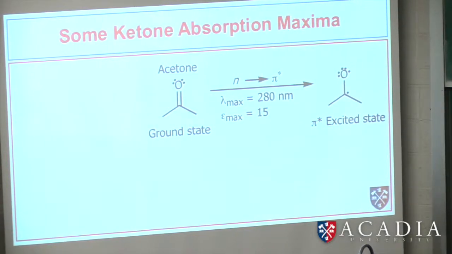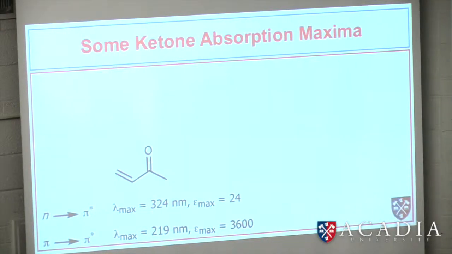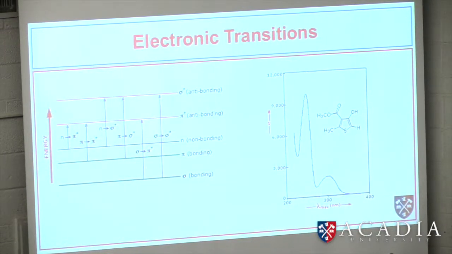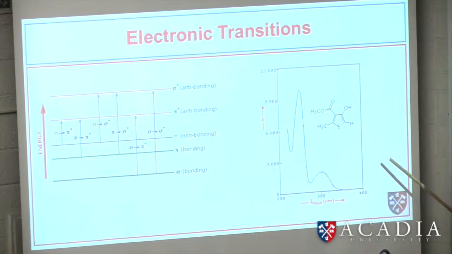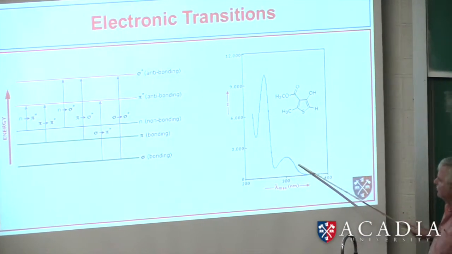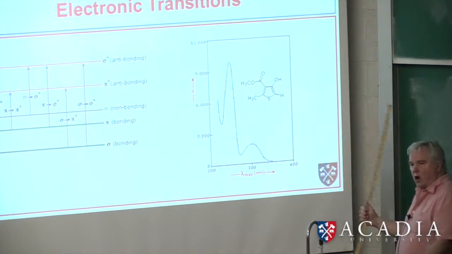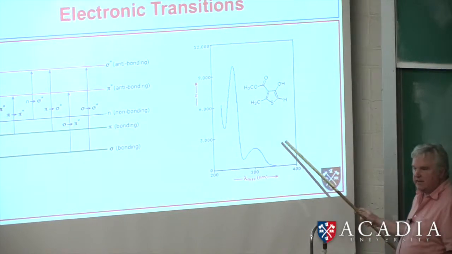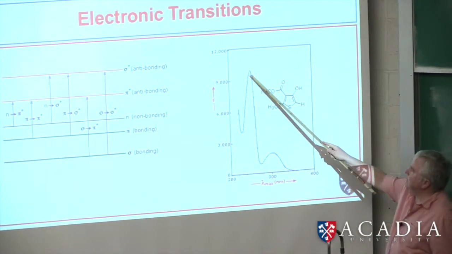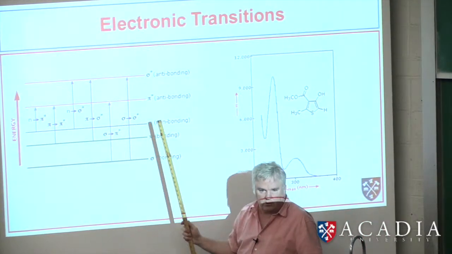Ketones have available to them both n-pi star transitions and pi-pi star transitions, so we tend to see those. Here's an example of an absorption spectra. This is the compound, and we see down here, this is due to n-pi star transitions. It's longer wavelength, lower energy light that gets absorbed. This is due to pi-pi star transitions. We have all of these other transitions available as well.